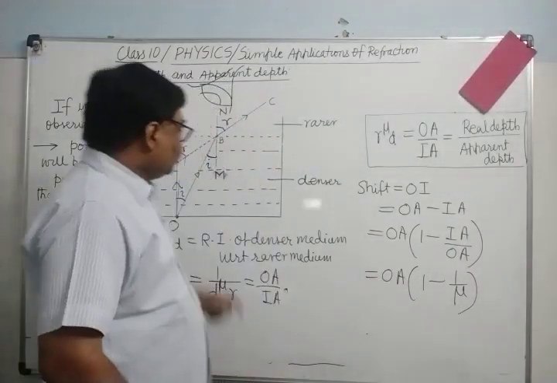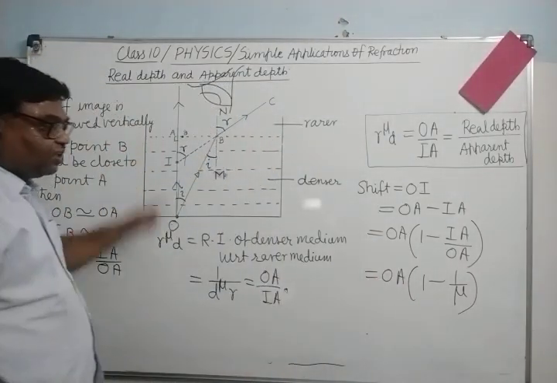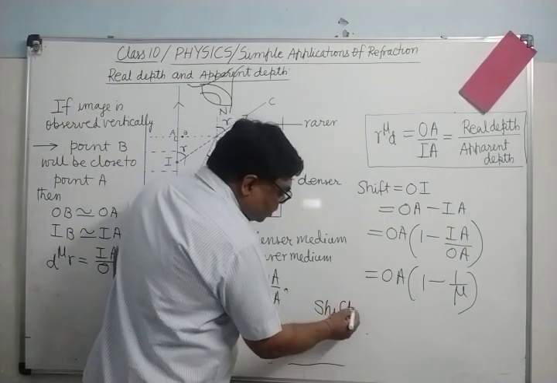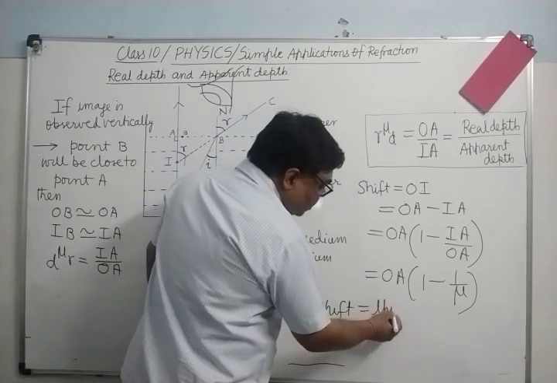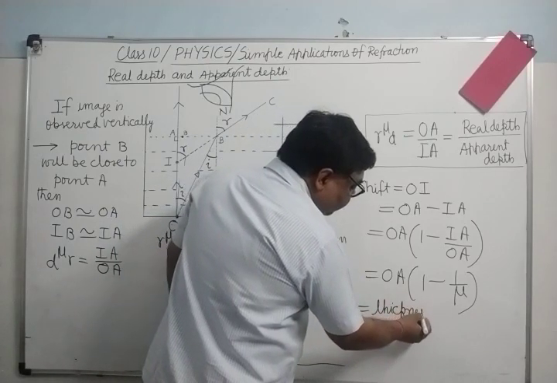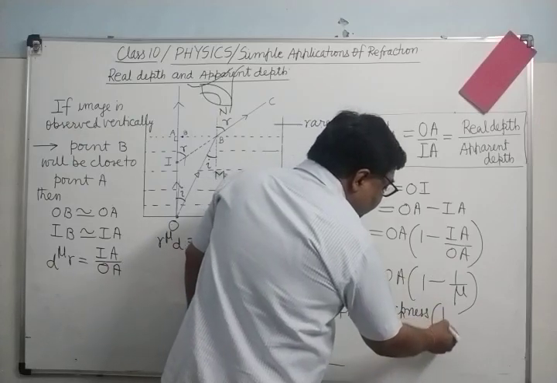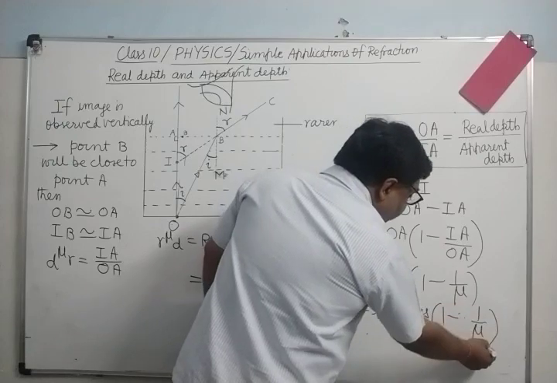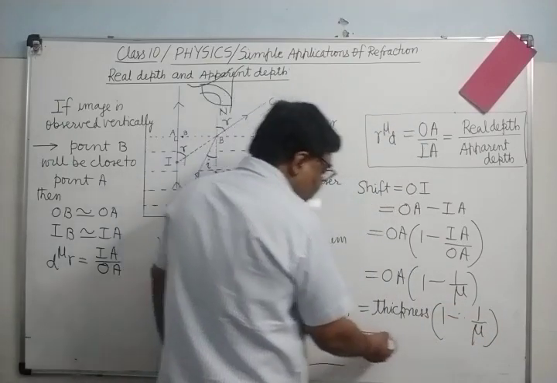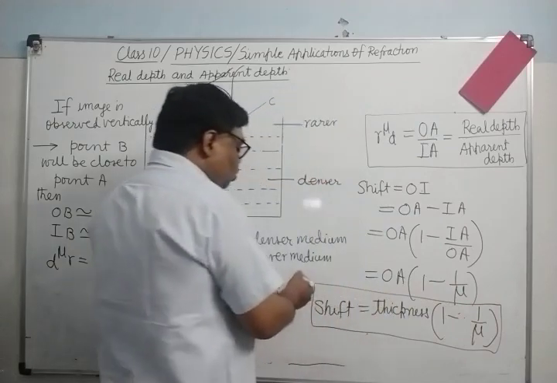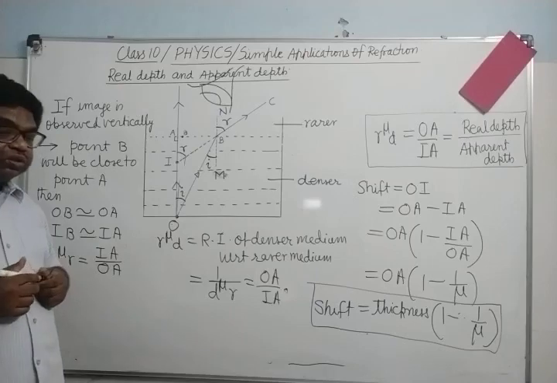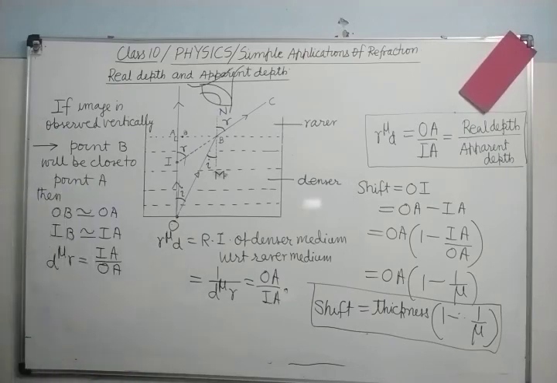What is OA? It is the thickness of the denser medium. So shift equals thickness of denser medium into bracket 1 minus 1 upon mu. And this relation is also under this approximation. It's clear? Now see here, after this we will see what are the factors on which the shift depends.